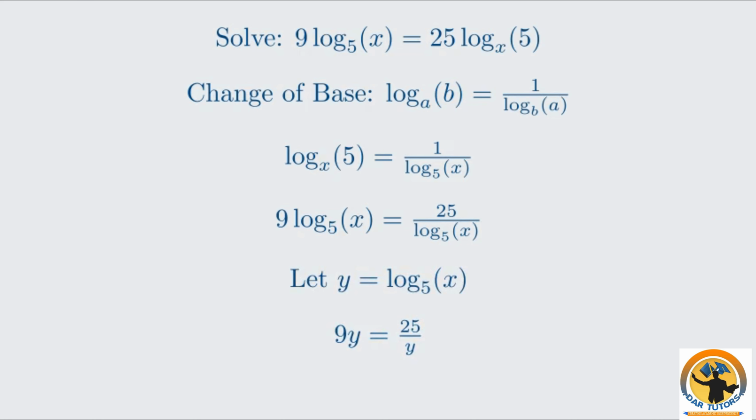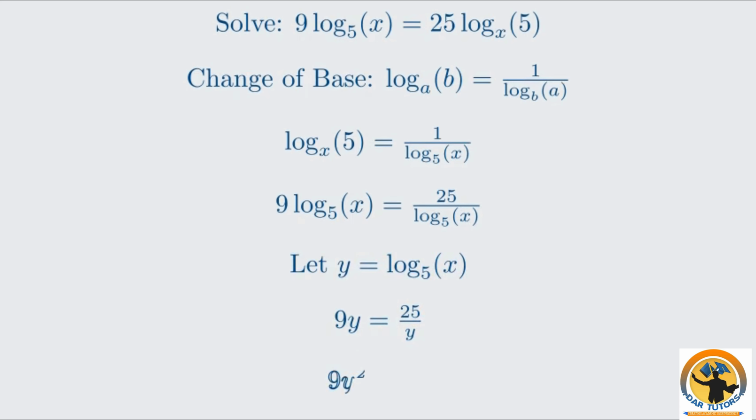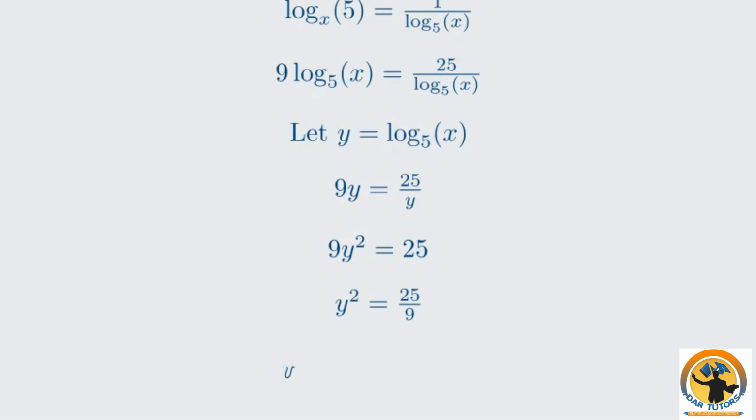Now we solve for y. Multiply both sides by y. This gives us 9y squared equals 25. Dividing by 9, we get y squared equals 25 over 9. Taking the square root of both sides, y equals plus or minus 5 over 3. We have two possible values for y. Now we substitute back to find x.